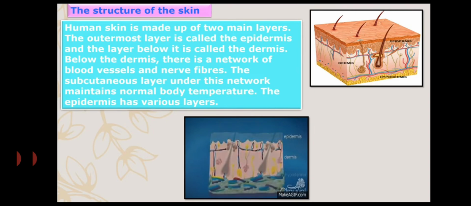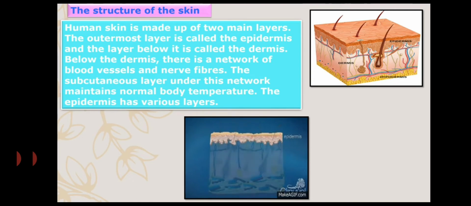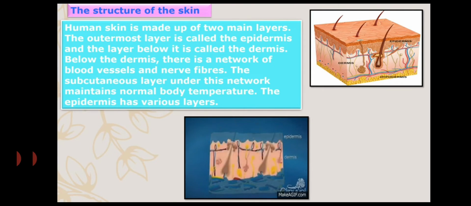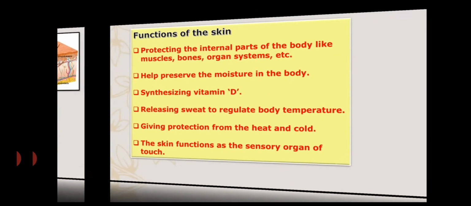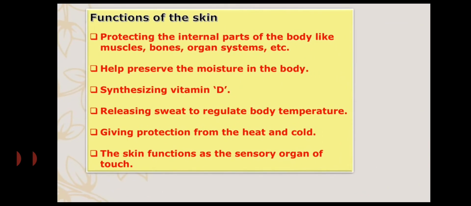The epidermis has various layers, as you all are seeing in our diagram. So children, here the subcutaneous layer under this network maintains normal body temperature, and the epidermis has various layers. Now we will see the functions of the skin. First function is protecting the internal parts of the body like muscles, bones, organ systems, etc.